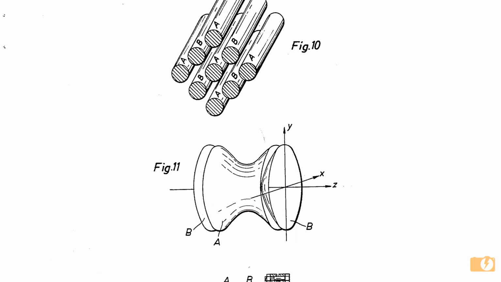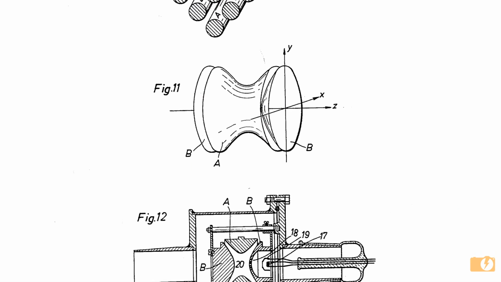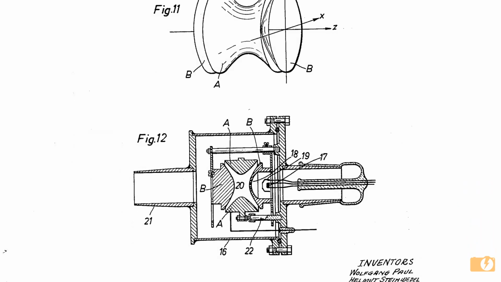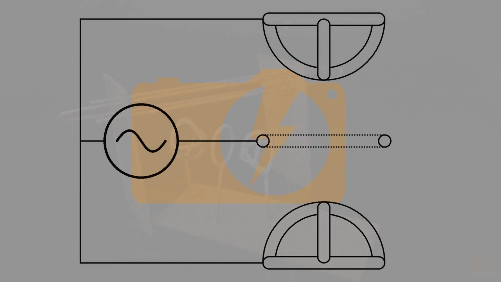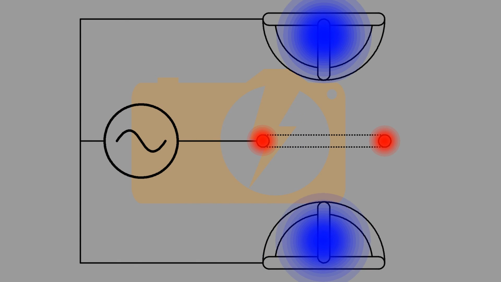Invented by Wolfgang Paul in the 1950s, Paul traps can be made in two basic configurations: 4 parallel bar electrodes, or 2 hemi-ellipsoid electrodes with a ring electrode between them. Both configurations work on the same principle. Opposite electrodes, in both configurations, are electrically connected, so that when power is applied, they are the same charge.